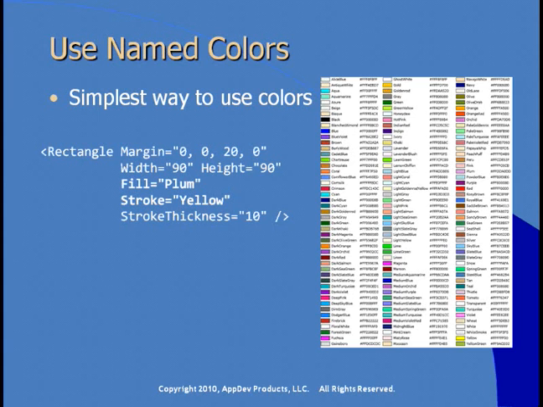You might end up with code that looks something like this. You might have a rectangle whose margin is set, whose width is set, but the fill color is set to a named color, and the stroke is set to a named color. As a matter of fact, we have an example that shows exactly this.